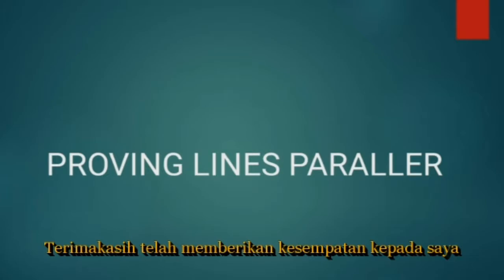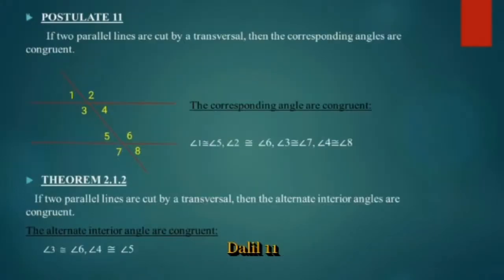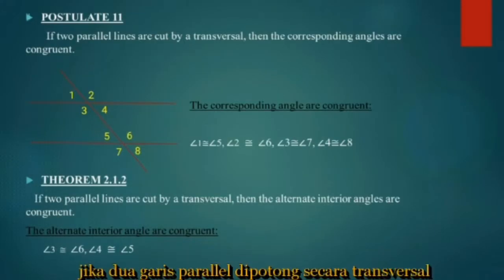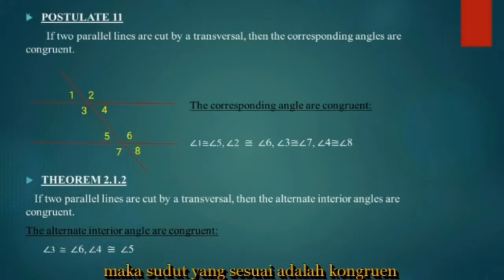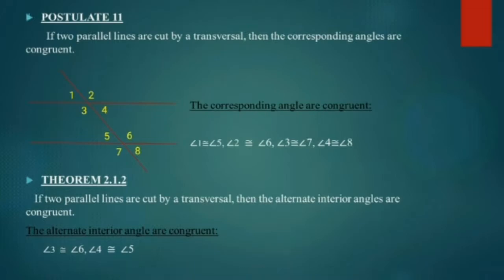Thank you for the opportunity given to me. I will discuss proving lines parallel. Postulate 11: If two parallel lines are cut by a transversal, their corresponding angles are congruent. We take the example picture on the side. The corresponding angles are congruent: angle 1 congruent to angle 5, angle 2 congruent to angle 6, angle 3 congruent to angle 7, and angle 4 congruent to angle 8.